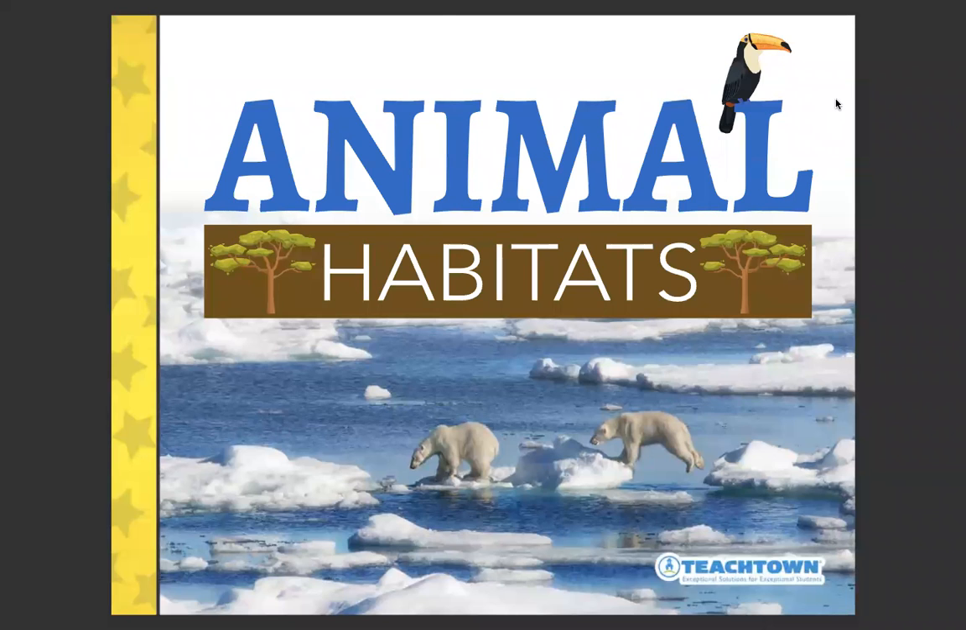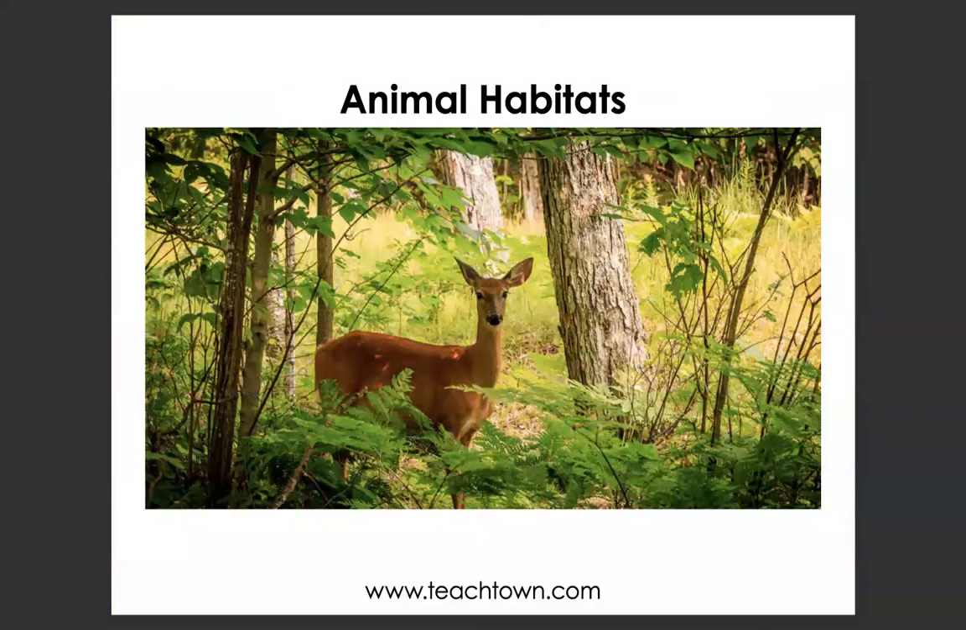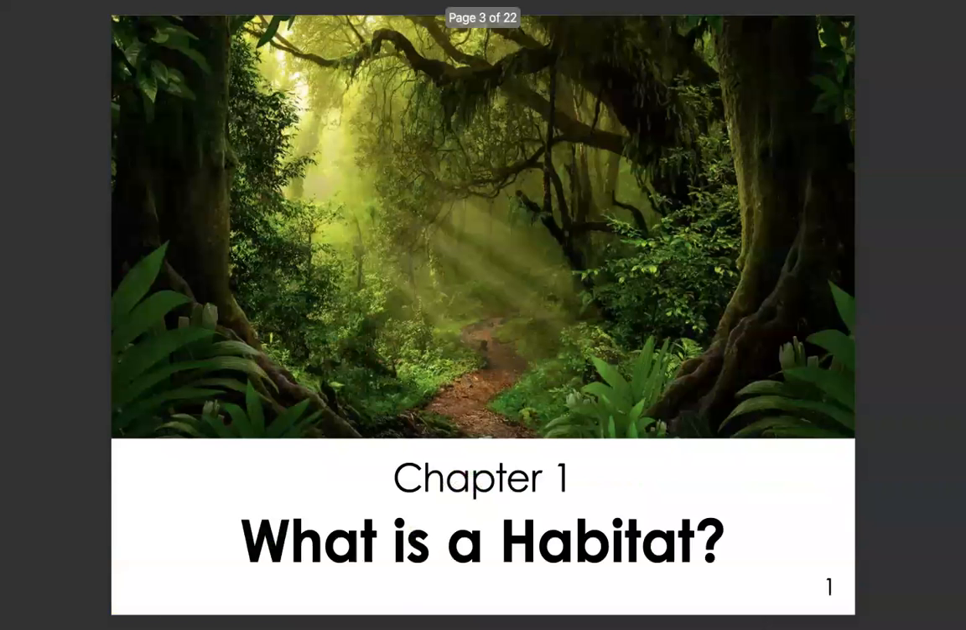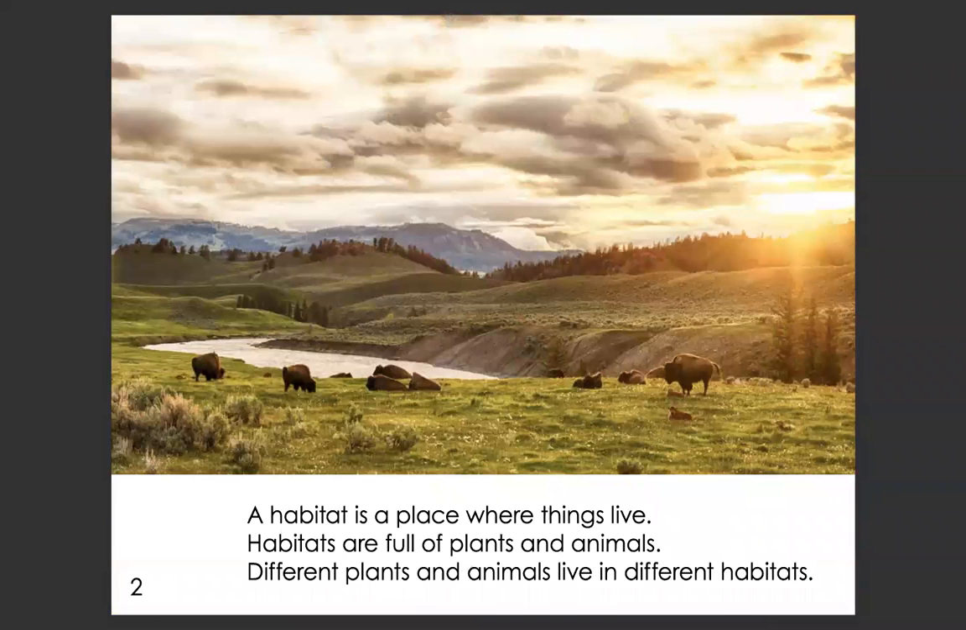Animal habitats. Chapter 1. What is a habitat? A habitat is a place where things live. Habitats are full of plants and animals. Different plants and animals live in different habitats.